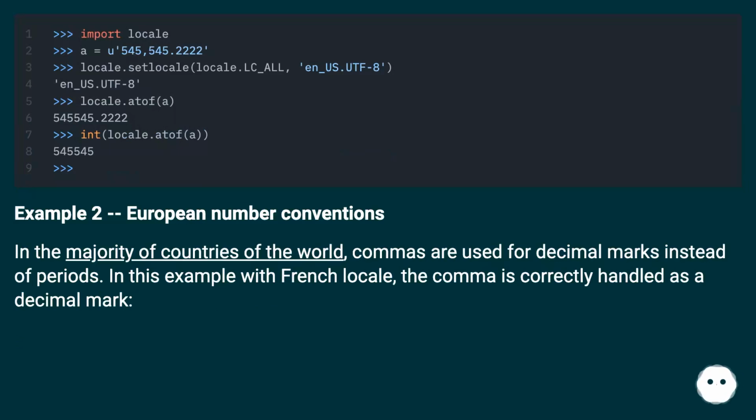Example 2. European number conventions. In the majority of countries of the world, commas are used for decimal marks instead of periods. In this example with French locale, the comma is correctly handled as a decimal mark.